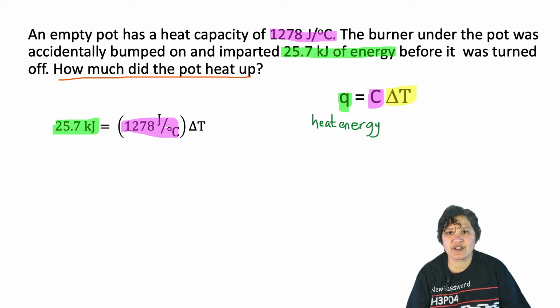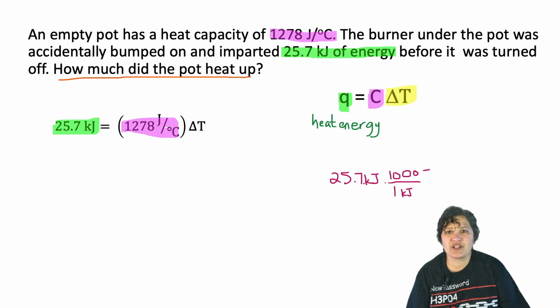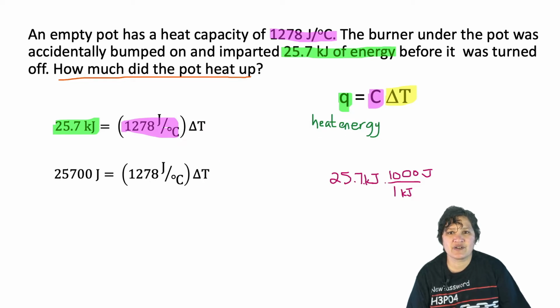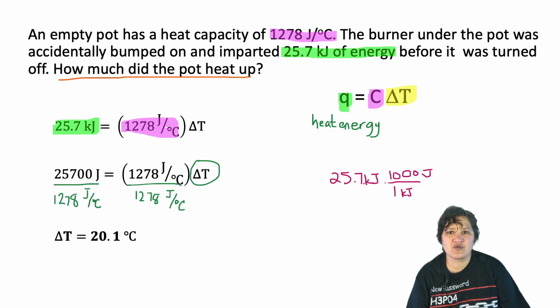Can we now solve for delta T? Not really, because our energy units on the left side are in kilojoules, while those on the right side are in joules. Here's our conversion factor, which tells us that 25.7 kilojoules equals 25,700 joules. And now we solve for delta T by dividing through by 1,278 joules per degree Celsius. So our value for delta T is 20.1 degrees Celsius.